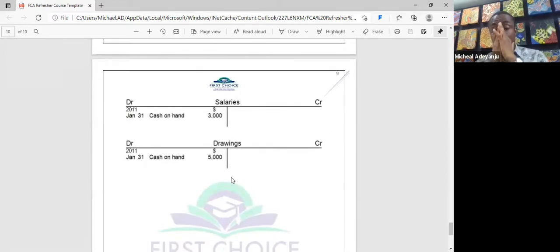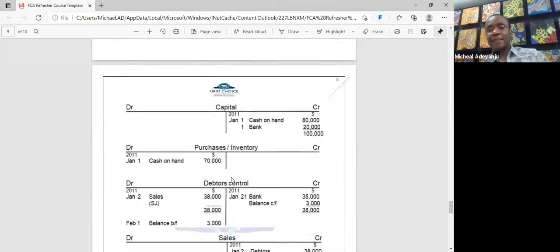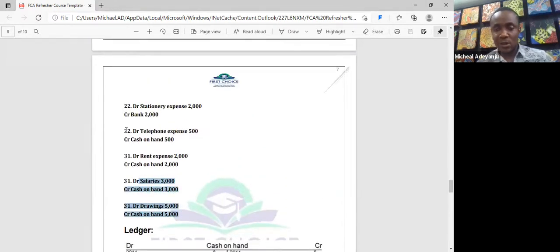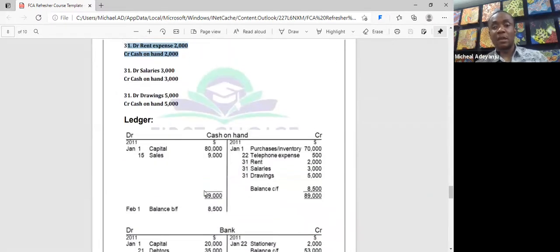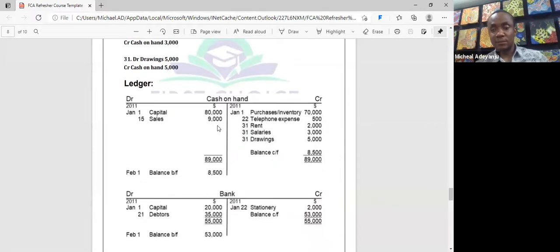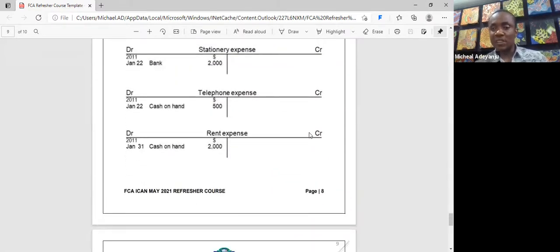And that is it for how to transfer your journal entry to your ledger account. Just note that we don't skip any transaction when transferring it to your ledger account. For example, your rent expense of 2,000 naira and your credit to cash in hand of 2,000 naira. This is your rent, cash in hand, rent 2,000 naira, as you can see, on the 31st, and you go to your rent account, and the corresponding entry of 2,000 naira is there.